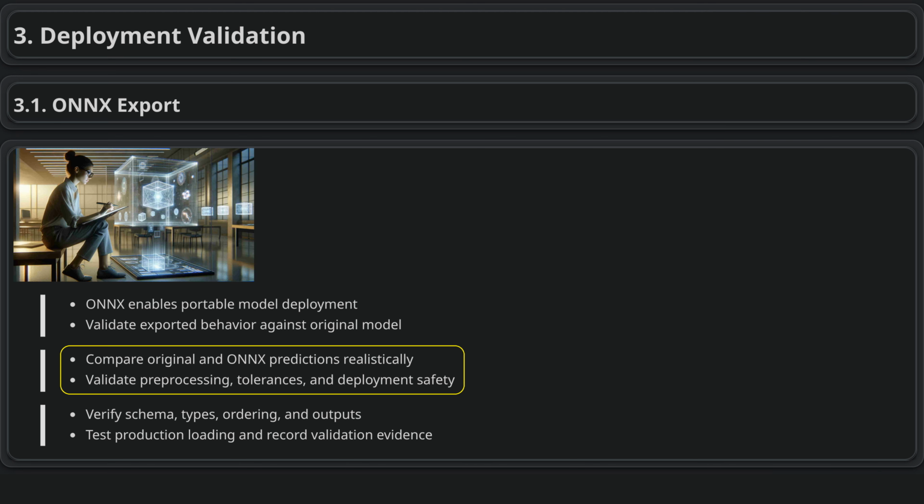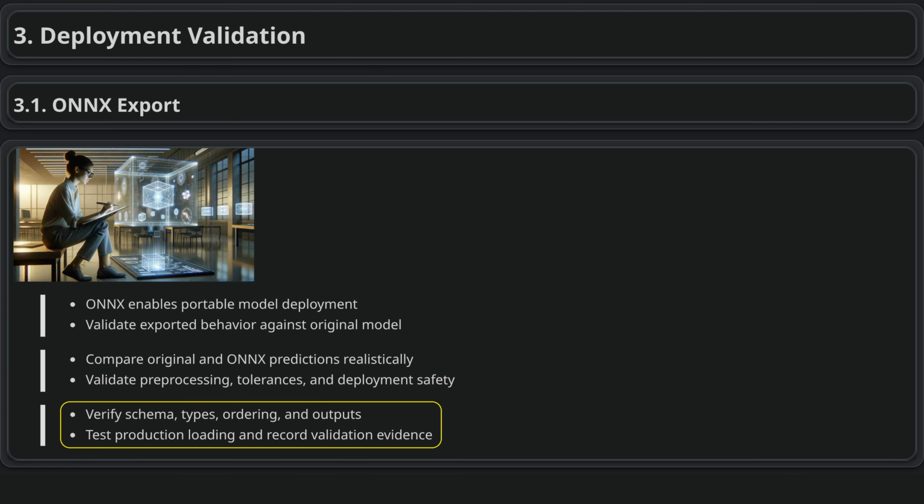Validate an ONNX exported model by comparing its predictions with the original model on realistic inputs, including typical, edge, and deployment-specific cases. Make sure any preprocessing, such as scaling or encoding, is either exported correctly or reproduced in the deployment system. Small precision differences may be acceptable, but only if they do not affect the intended outcome, especially in high-risk uses like medical applications. The goal is to confirm that the ONNX model remains consistent, interpretable, and safe to use.